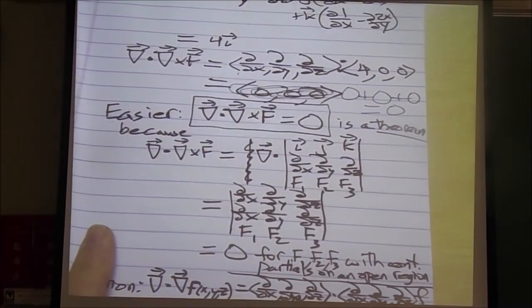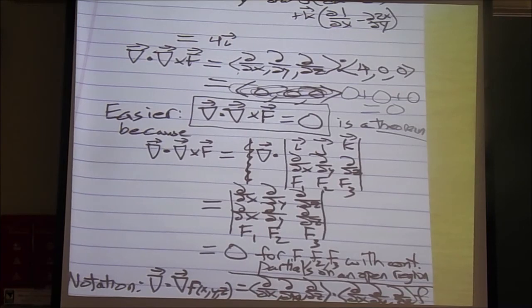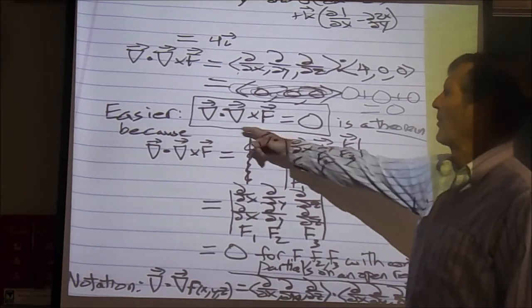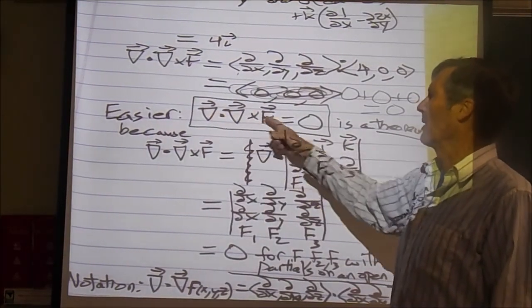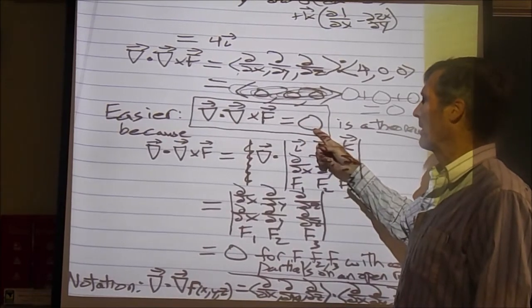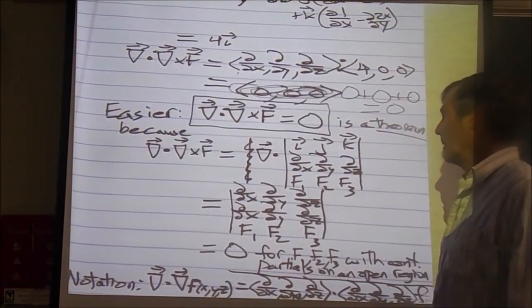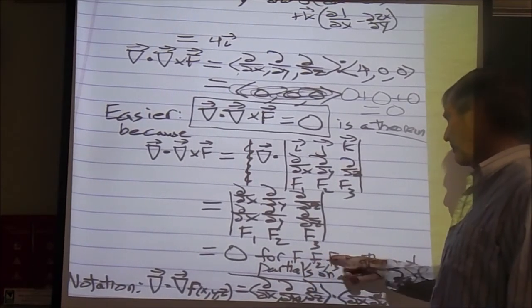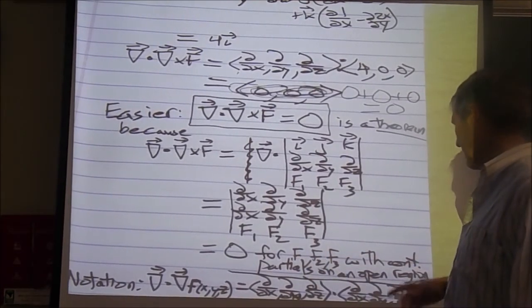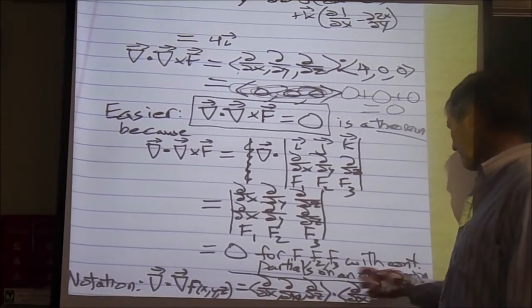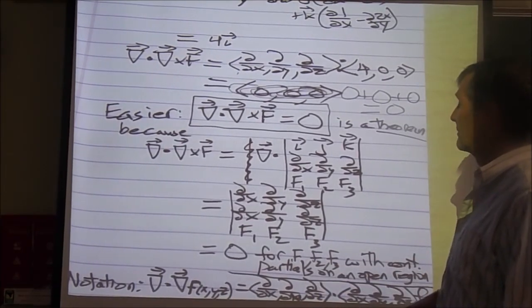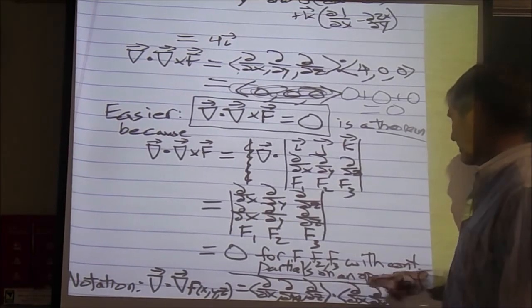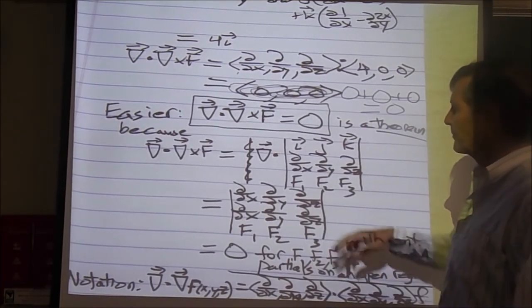But in fact, there's a theorem that del dot del cross f is always equal to 0 for any vector field whose components have continuous second partial derivatives on an open region.